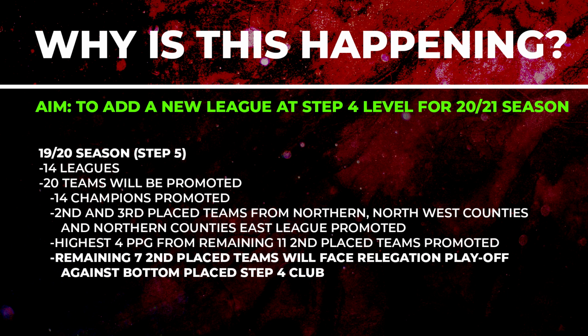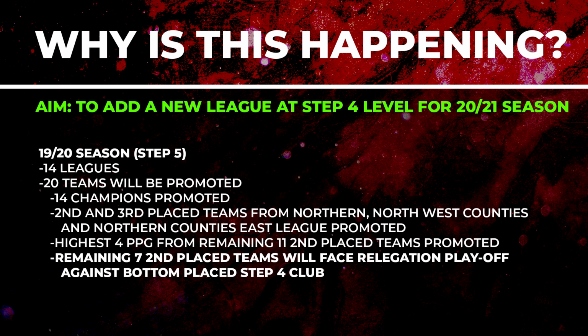To explain the promotion from step 5, there are 14 leagues, of which 20 teams need to be promoted because they want to create a new league where all of the 8 leagues at step 4 have 20 teams. So of the 14 leagues, all 14 champions are promoted. The second and third place teams from the Northwest Counties and Northern Counties East League will also be promoted. I'm not sure why they've chosen those 3 leagues to get an automatic promotion spot for second and third place teams, whereas other leagues do not have this at the same step, but that's just a fact of what's happening.